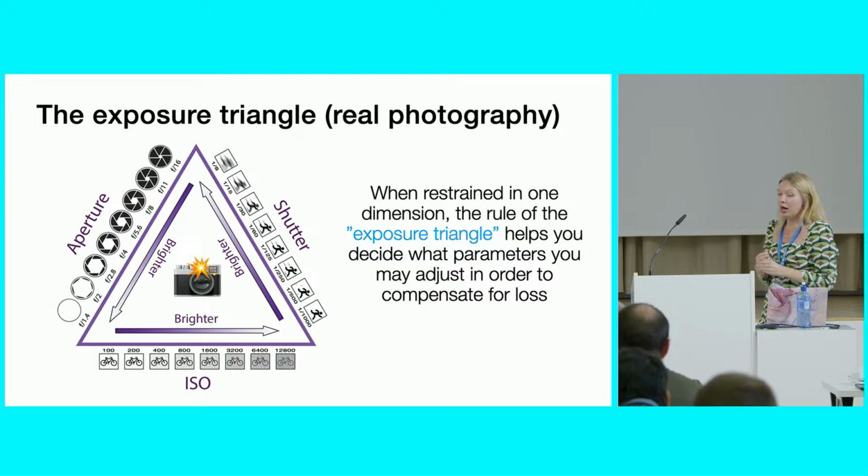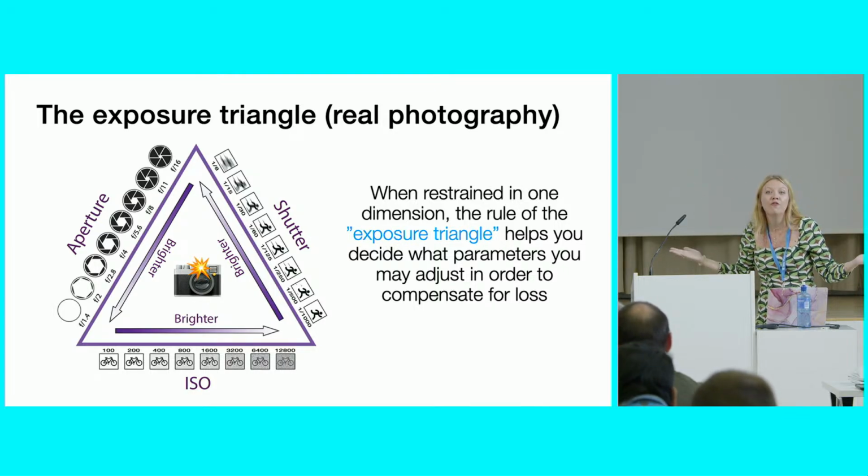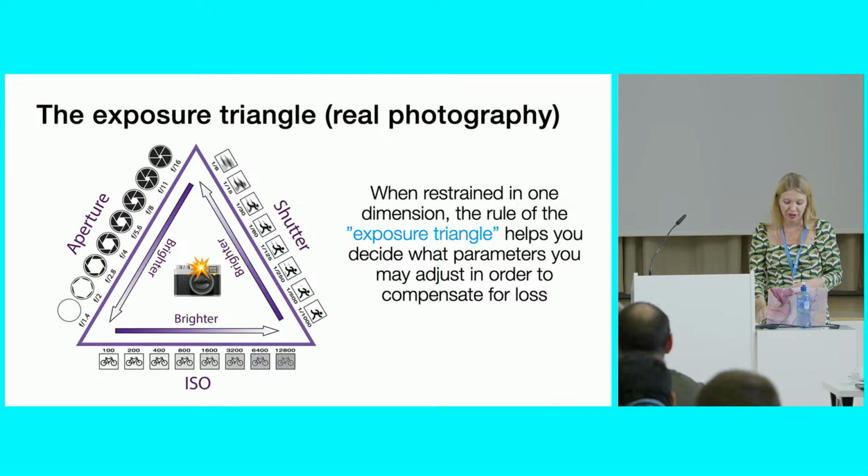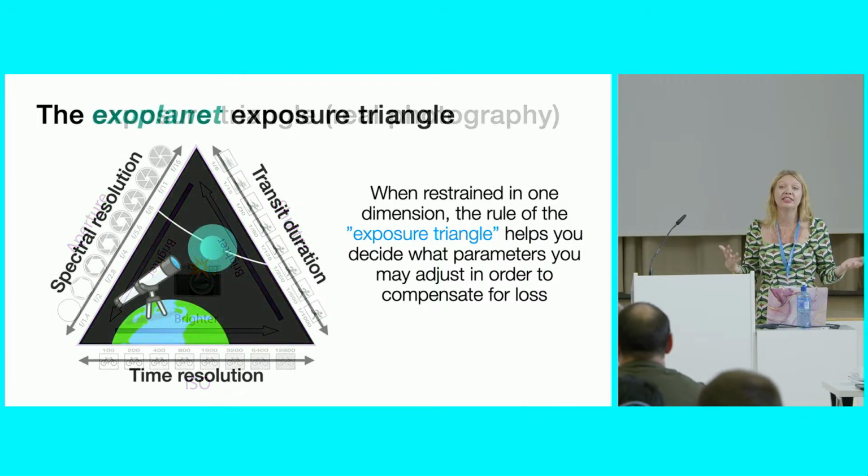And so, for example, if you're taking your fast car photograph, then you're going to be limited by its movement. So you have to have a quick shutter speed to not make it blurry. That means you're going to get less light. So what do you do? You can increase your aperture, for example. You can't control one thing, but you can control another, so you adjust accordingly. And the exoplanet exposure triangle, it's just the same thing.